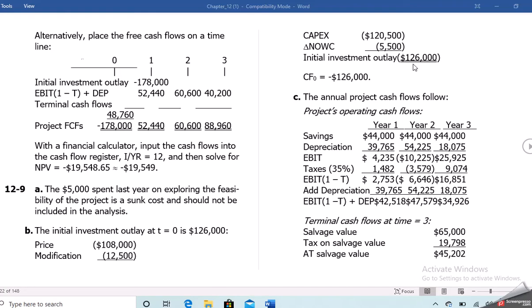If we're putting that into our financial calculators, we'd hit our CF button. Our cash flow for year 0 would be 126,000, then the plus or minus button to make it negative, and push enter. Then we go down into our cash flows. We can see each year, it's a 3-year project, we're saving $44,000 a year in costs.